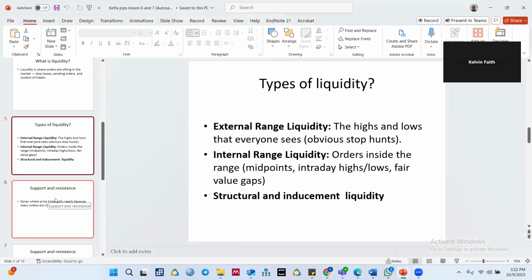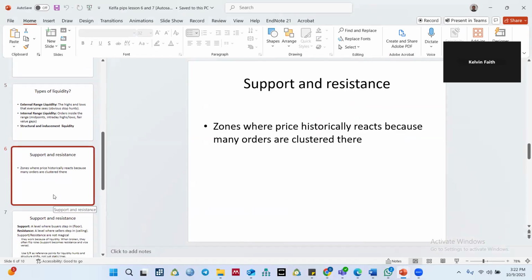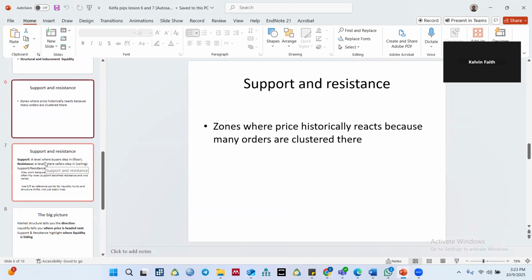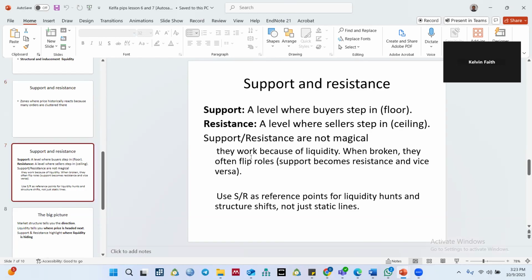Perfect. So what is also still important for us? Let's look at support and resistance. Support and resistance zones are where price historically reacts because there are many orders there. They are psychological zones where a lot of people feel confident to either buy or sell. So a support level is where buyers step in. A resistance level is where sellers step in.